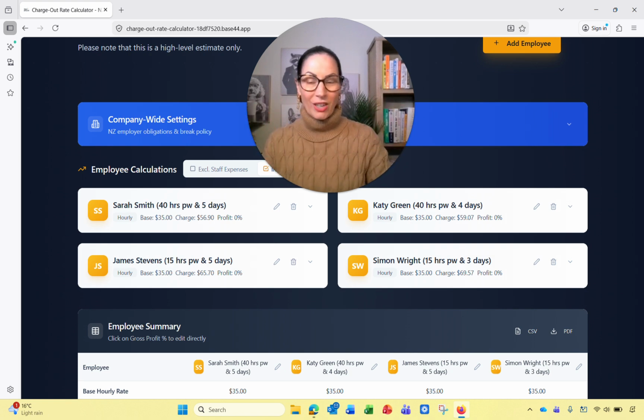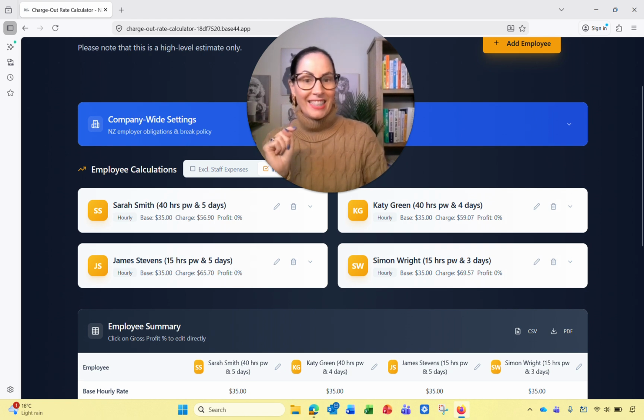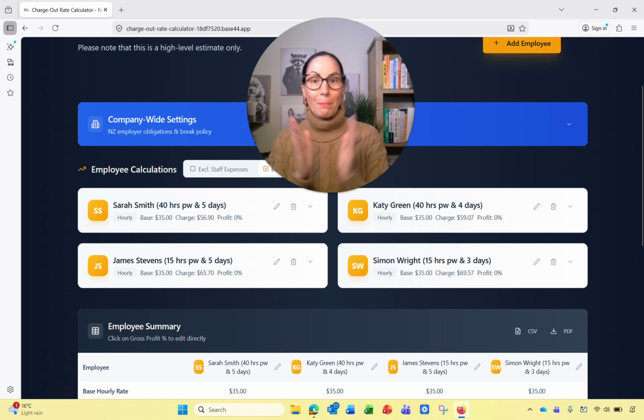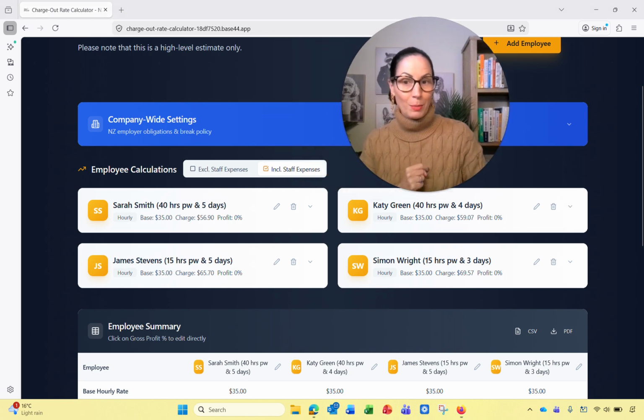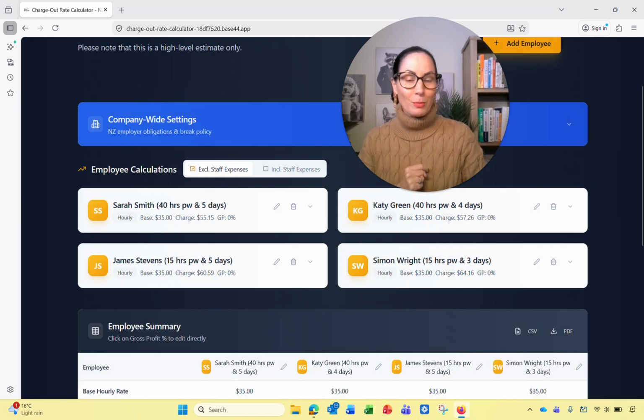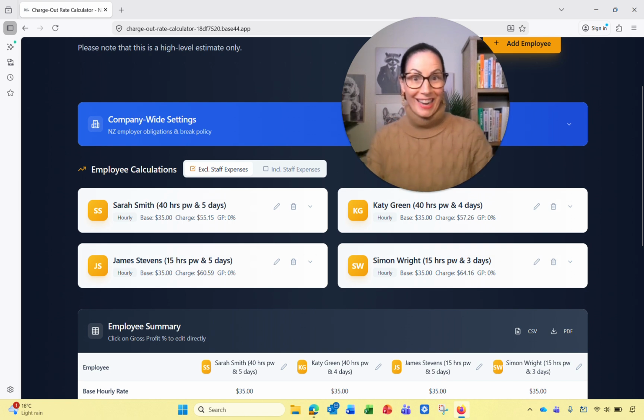So they're all identical skills wise, but because of their work patterns, you'd have to charge Sarah out at $56.90, Katie $59.07, Simon $69.59. That's a big difference to $56.90, and James $65.70, and that's to break even, making no profits, and that one does include staff expenses. To exclude staff expenses, the numbers go down, right? But we're going to cover that off in the training now.